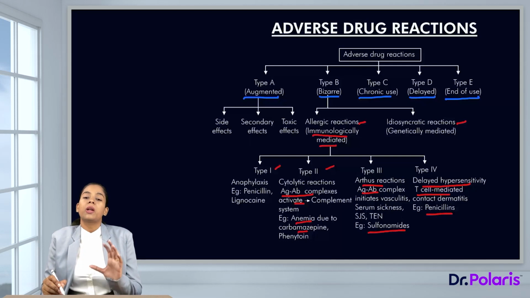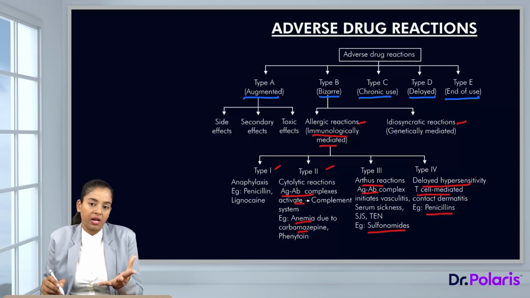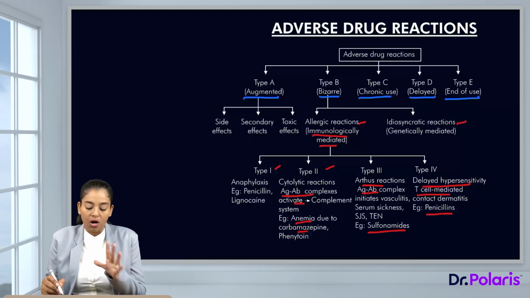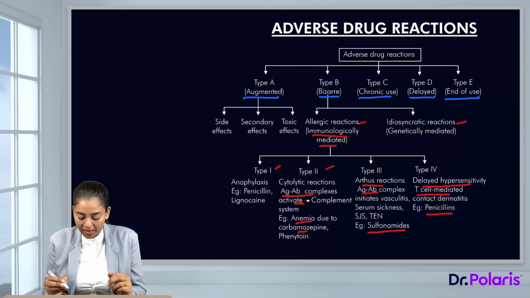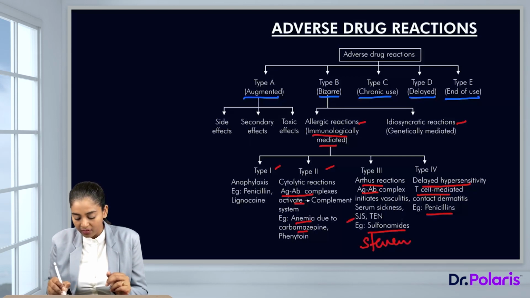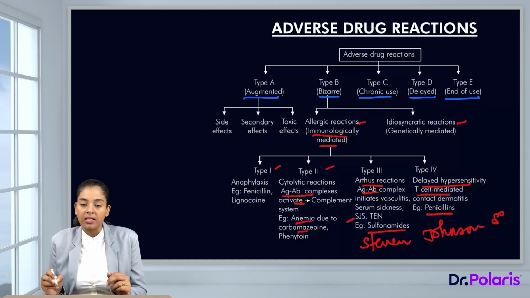Idiosyncratic means those patients who are genetically susceptible to those adverse drug reactions will develop these. Not all patients will develop bizarre adverse drug reactions. So most commonly what we can remember here is SJS, Stevens-Johnson syndrome, due to sulfonamides or carbamazepine.